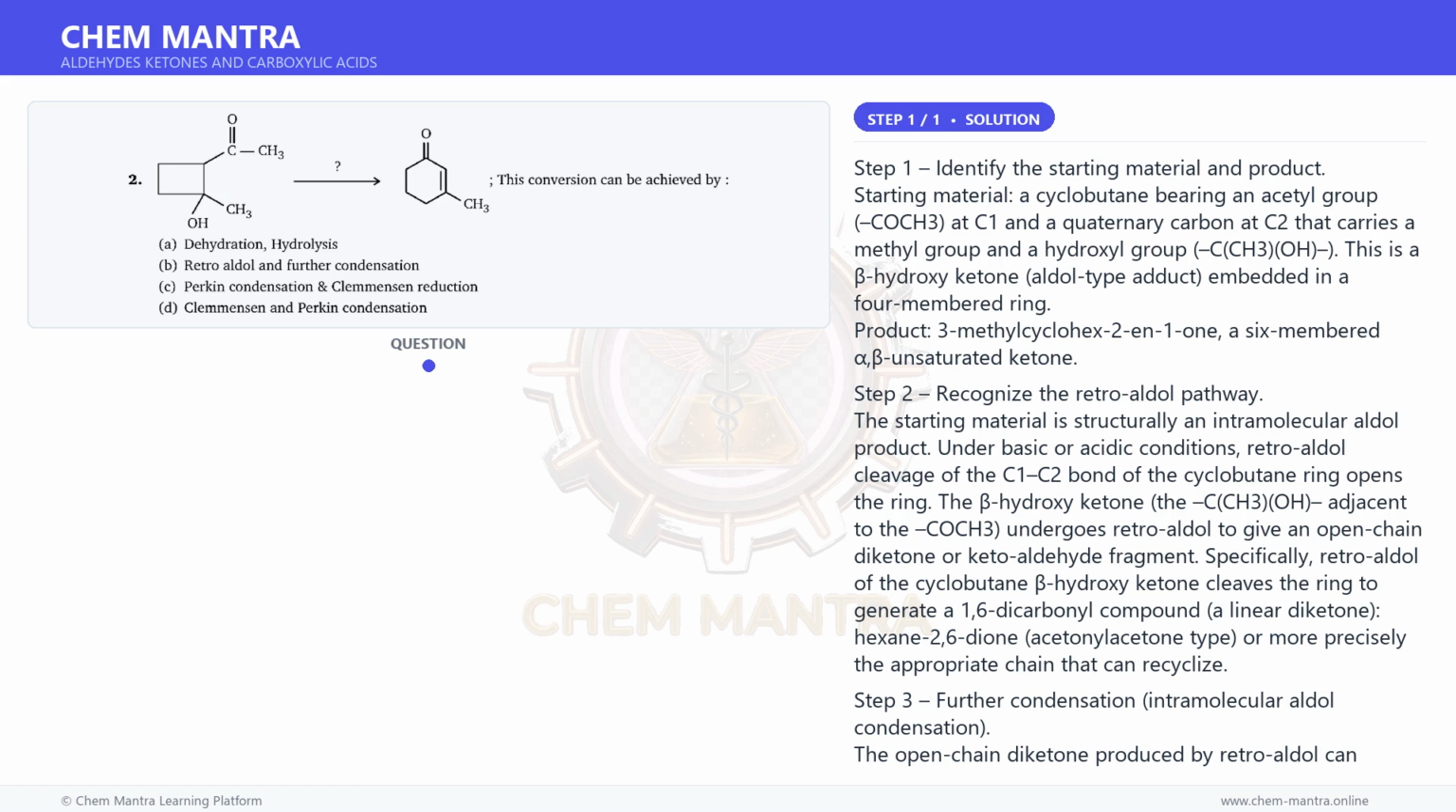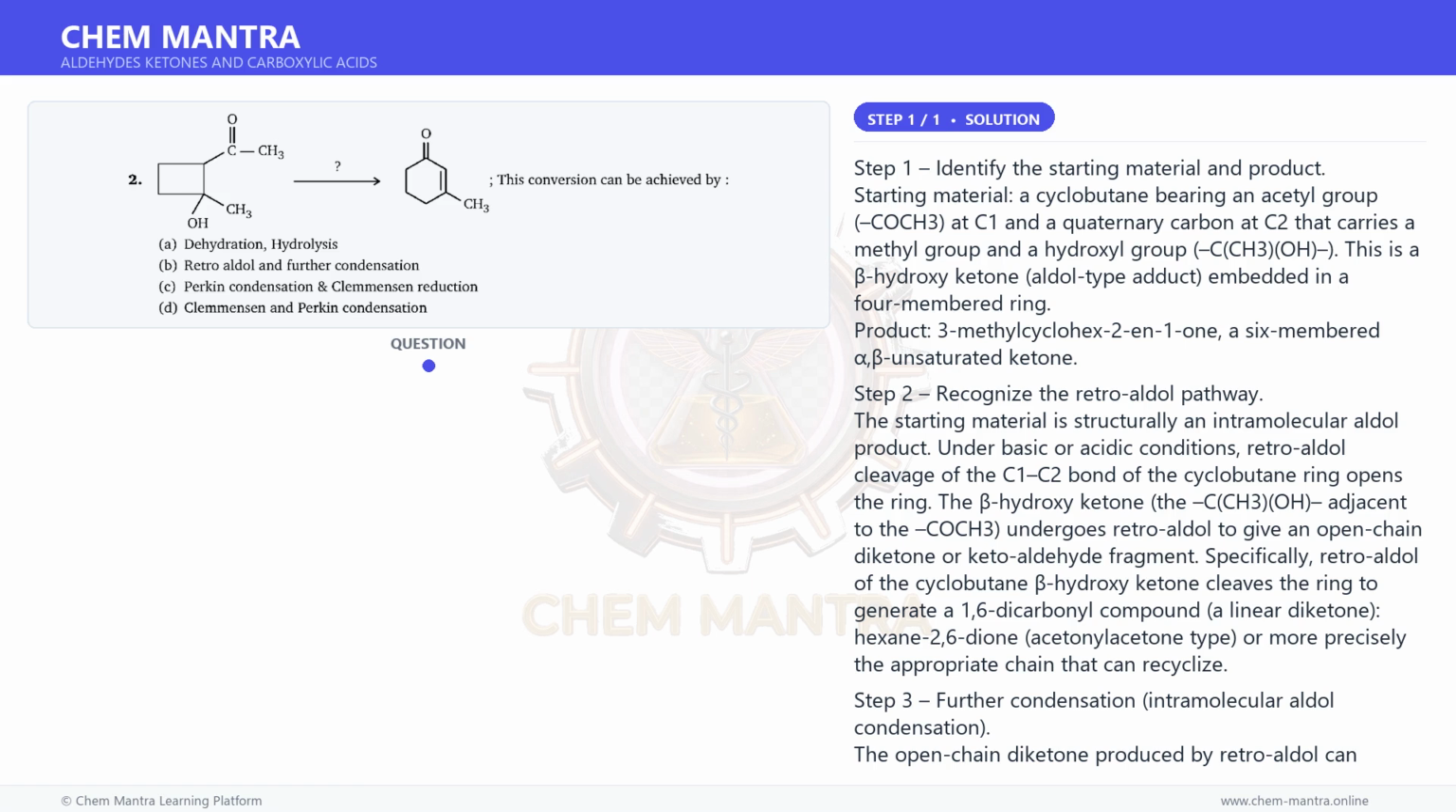Step 4. Why other options fail? A. Dehydration alone would give a cyclobutene derivative or eliminate water from the tertiary alcohol, not ring open to a 6-membered ring. Hydrolysis is irrelevant here. C. Perkin condensation involves an anhydride and an aldehyde with an acid salt. Clemmensen reduces a carbonyl to CH2. Neither applies to this ring expansion scenario.